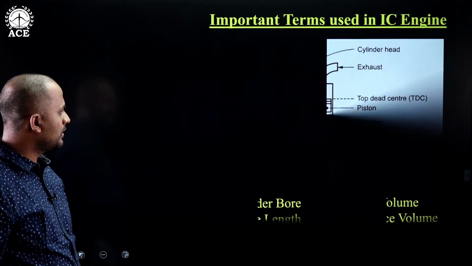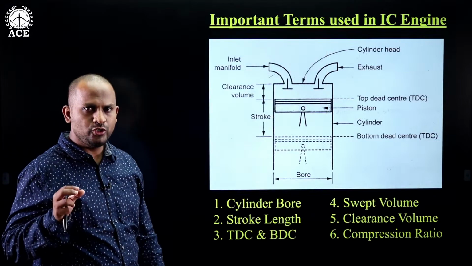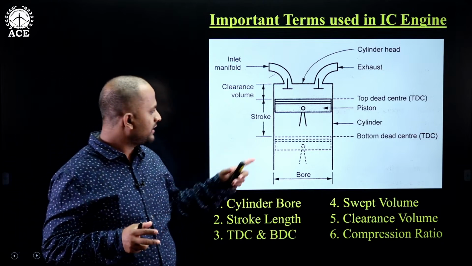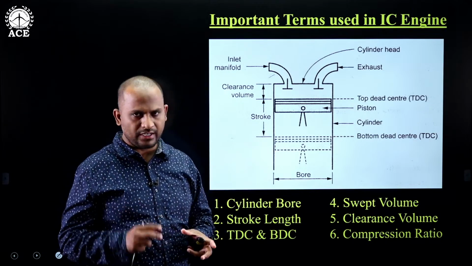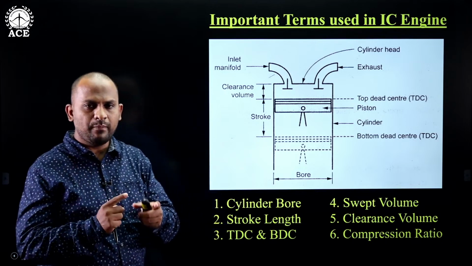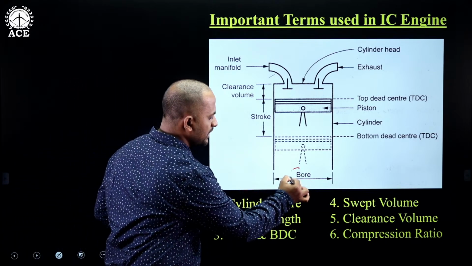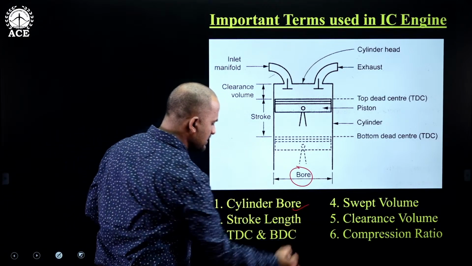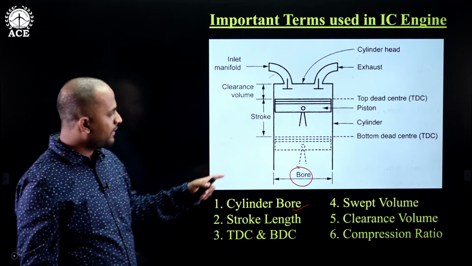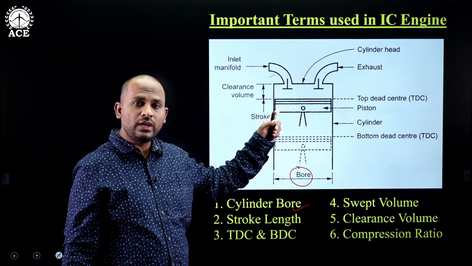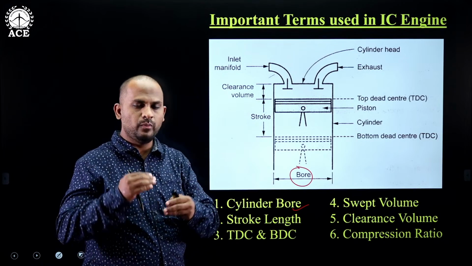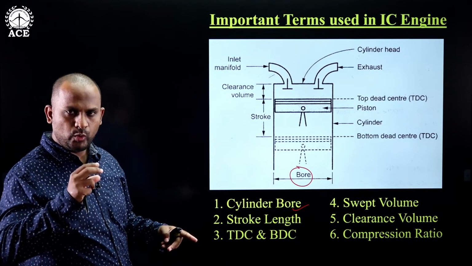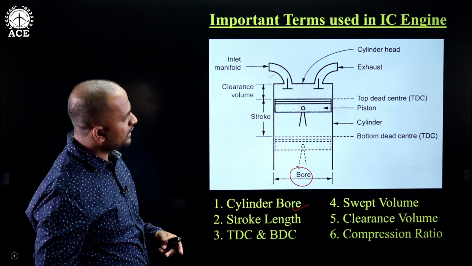Now let's see the important terms used in the IC engine. Inside the cylinder there will be a piston and the connecting rod. The diameter of the cylinder is called bore, and that bore is also called cylinder bore. When the piston is reciprocating inside the cylinder, between which points will it be reciprocating? There will be dead centers. In between the dead centers only the piston will be reciprocating.